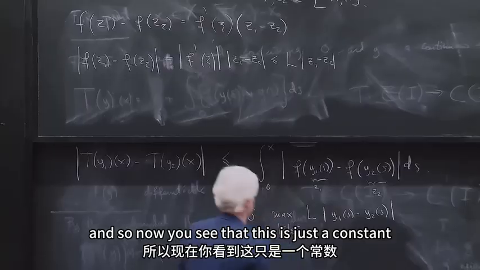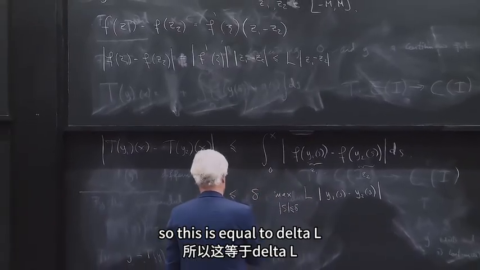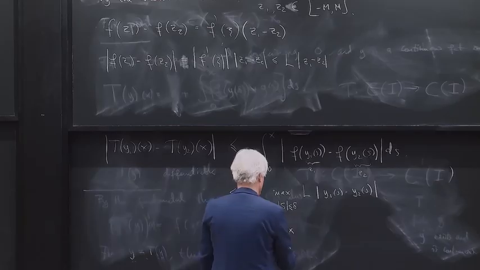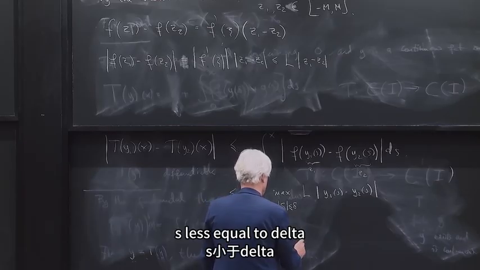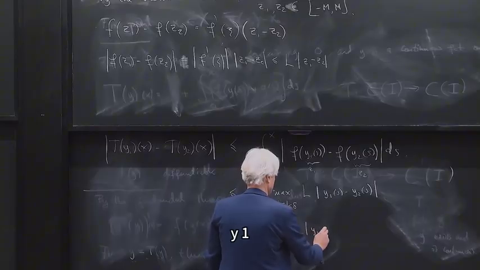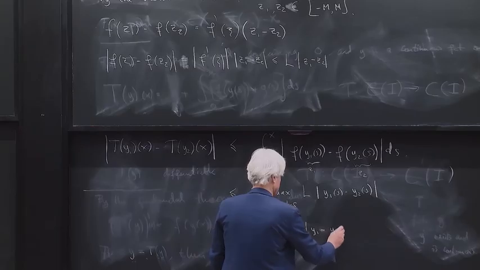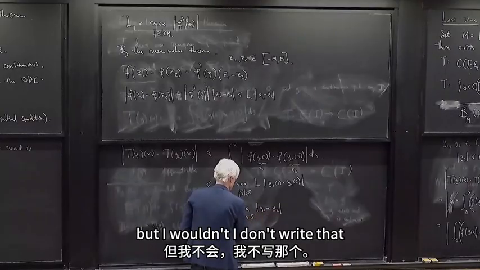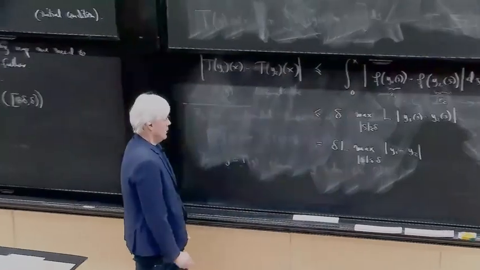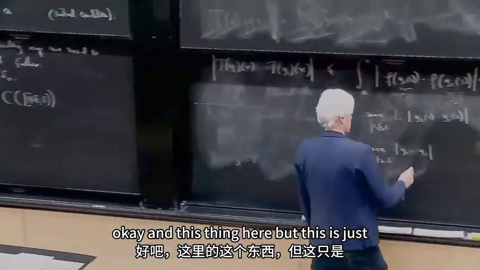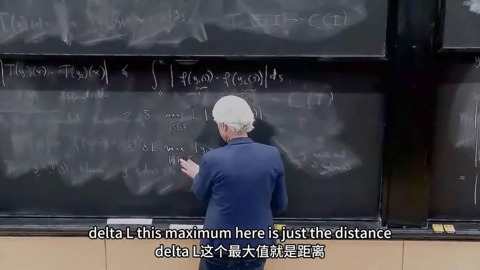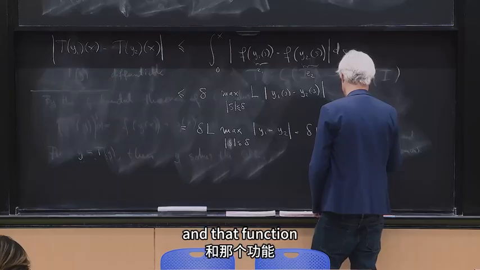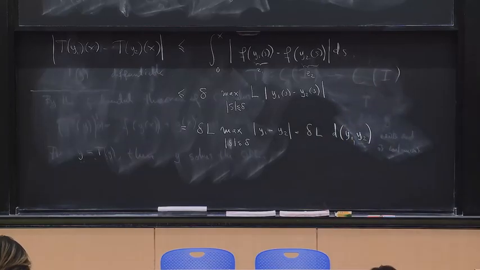Right? And so now you see that this is just a constant. So this is equal to delta L, and then this maximum over S less or equal to delta, y1 minus y2. Like this, right? This is evaluated in S, but I don't write that. Okay, and this maximum here is just the distance between this function and that function. That's how we define this distance, right?